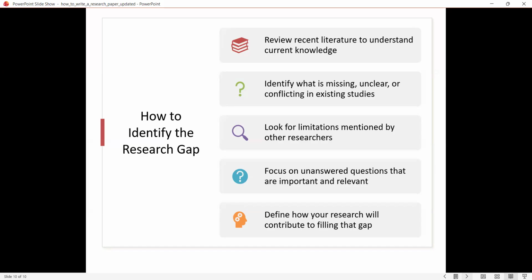Look for limitations mentioned by other researchers. It is a very easy and convenient way of finding a research gap. Look at the limitation section of any empirical paper. You can see some papers mention the limitations or future research directions. You can find the research gap easily this way. Focus on unanswered questions that are important and relevant. Define how your research will contribute to filling that gap.